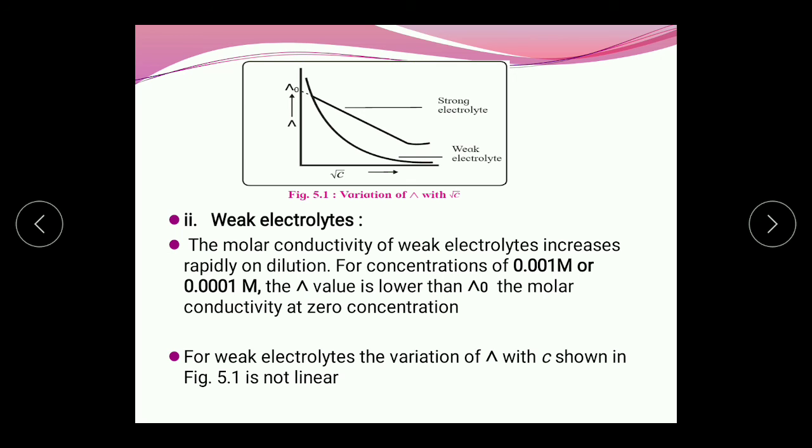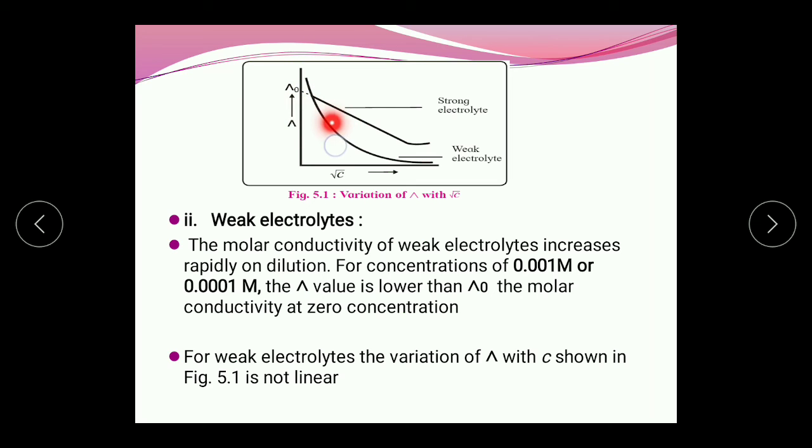What does that mean? Again, if we plot the graph, then we see that lambda gives a curved line for a weak electrolyte. So, in the graph of lambda versus root C, for a strong electrolyte it is a straight line, and for a weak electrolyte the variation is like this. It is not linear. Hence, if we want to find the lambda 0 value for any strong electrolyte, then just by plotting this graph and extrapolating it, we will get the lambda 0 value here.